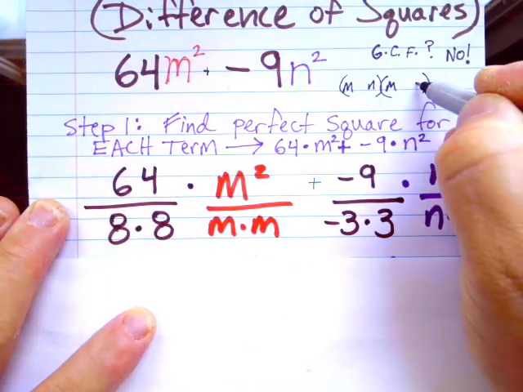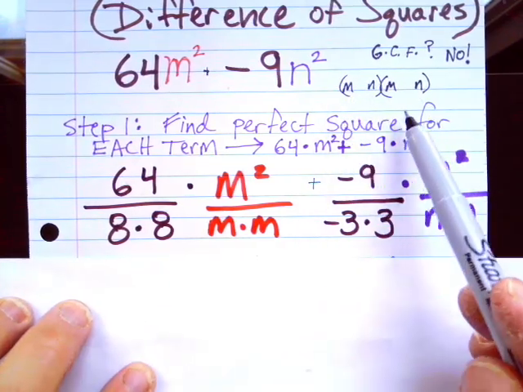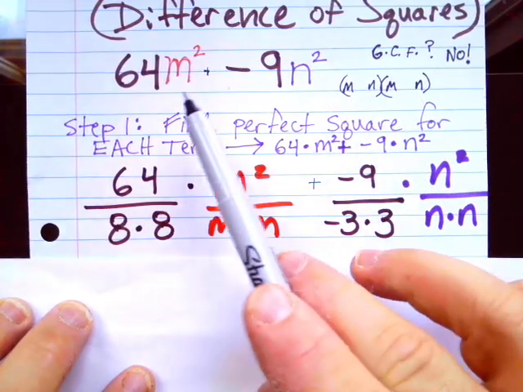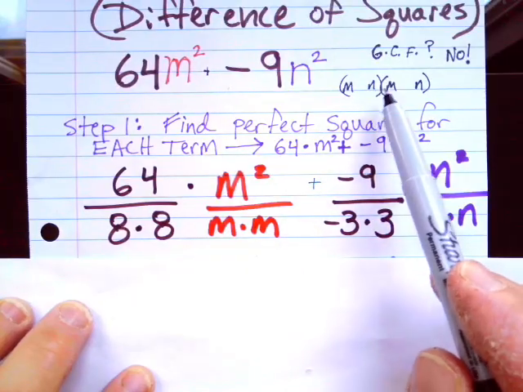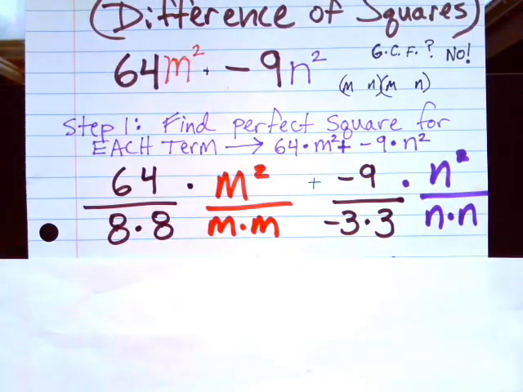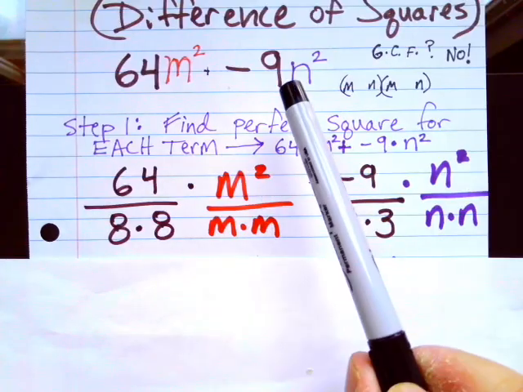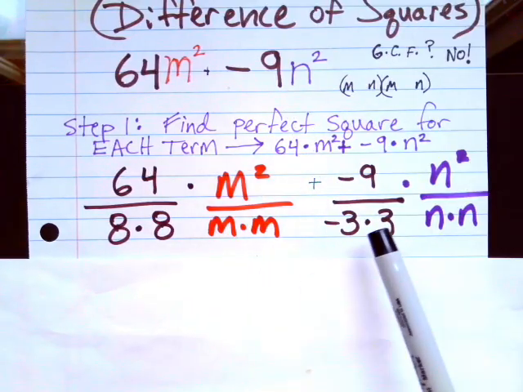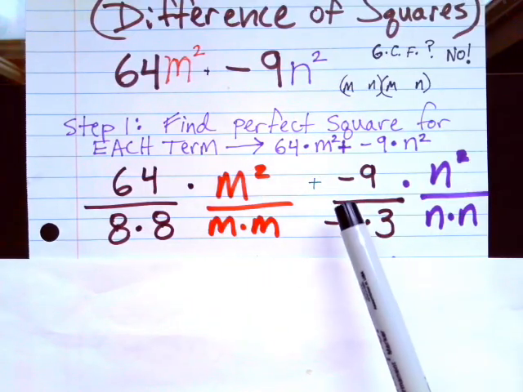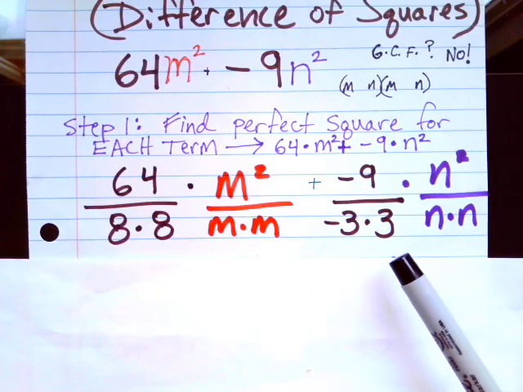So I know this can be kind of like a template for me. I know I'm going to have an m times m because I got m squared right here. I know I'm going to have n times n because I got an n squared right here. And I know 64 is a perfect square, 8 times 8. I know 9 is a perfect square, 3 times 3. Or in this case, negative 9, which is a negative 3 times a positive 3.